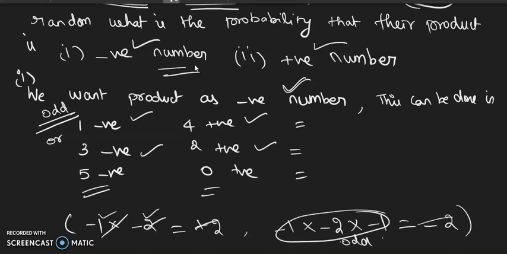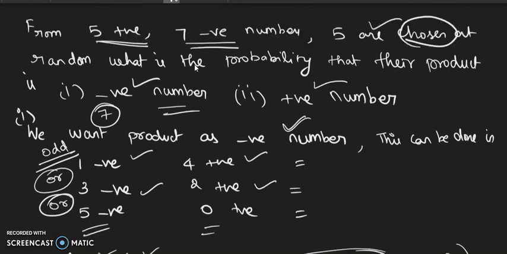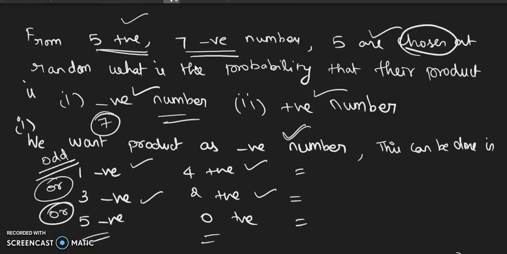Okay. So that is why we are taking 1 negative, 4 positive, or 3 negative, 2 positive, or 5 negative, 0 positive. So how many negative numbers are there in total? From 7 we are choosing. And how many numbers are we taking? There are 5 positive and 7 negative, and from that we are choosing only 5 numbers. Maximum 5 numbers I can take. So I have taken 1 negative, 3 negative, or 5 negative. Okay. So how many negative numbers are there? From 7 I am choosing 1.